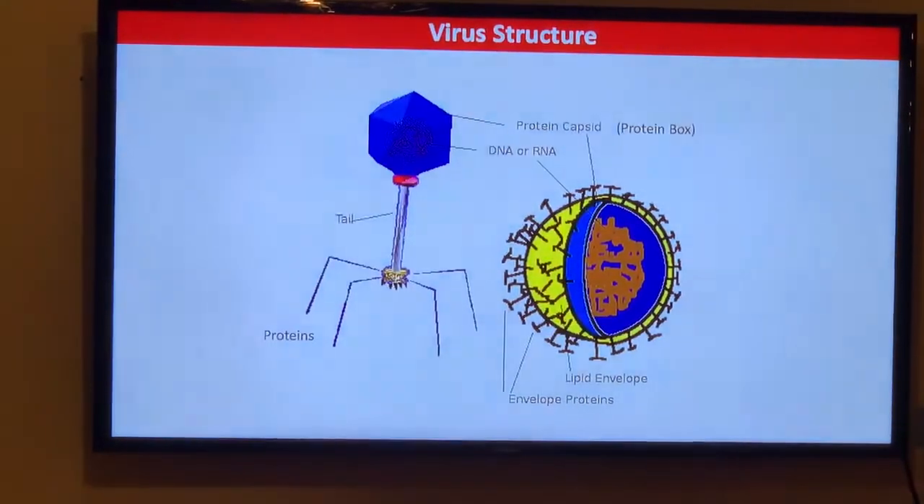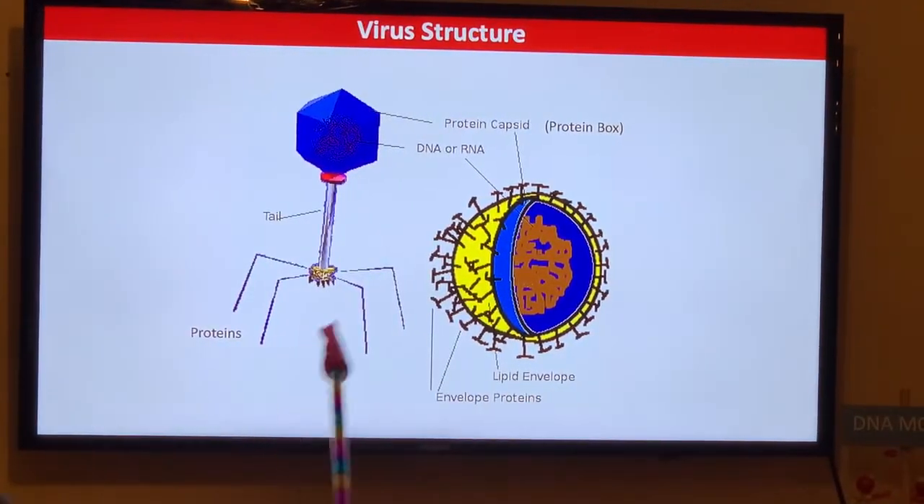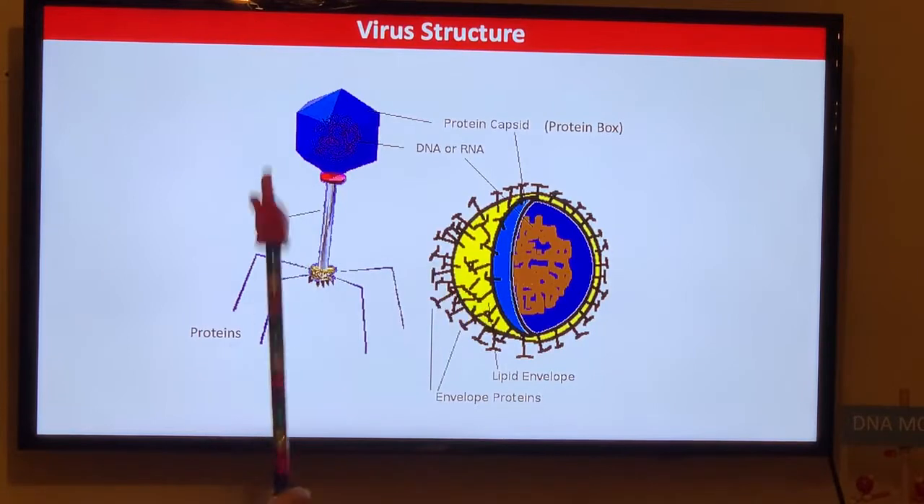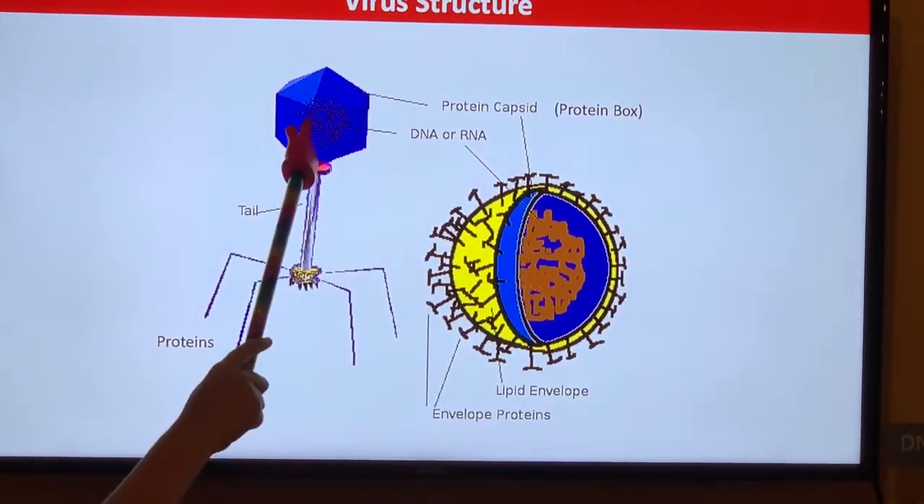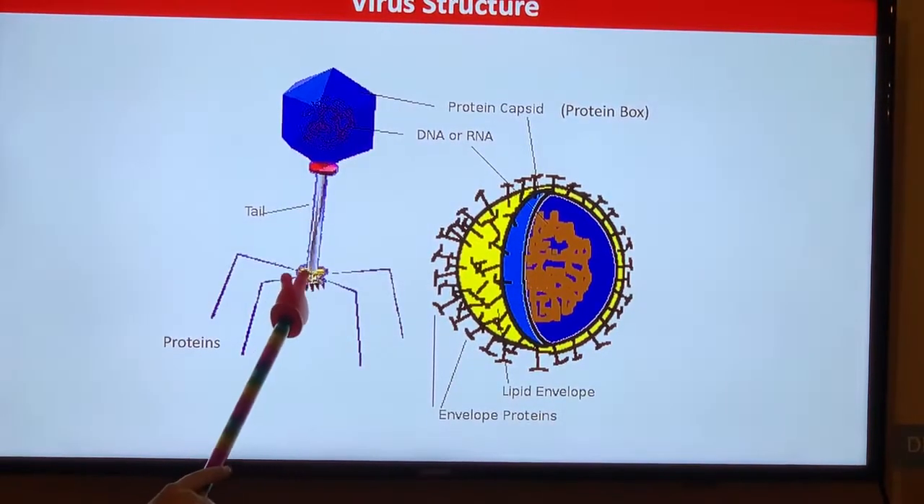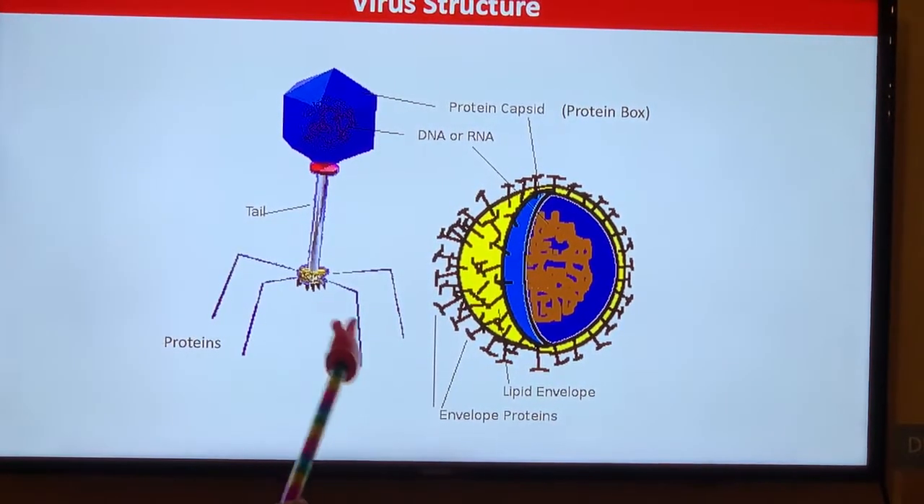Now, this is the virus structure. These are two different types of viruses. This one is composed of a protein box, a DNA or an RNA, a tail, and a bunch of proteins.